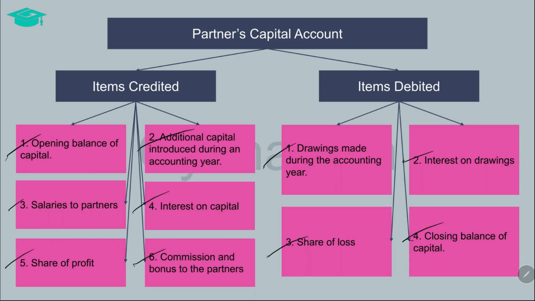We see that all the transactions affect the partner's capital account, thereby causing a fluctuation in the nature of balance that this account carries. That is why this method gets the name fluctuating capital method.